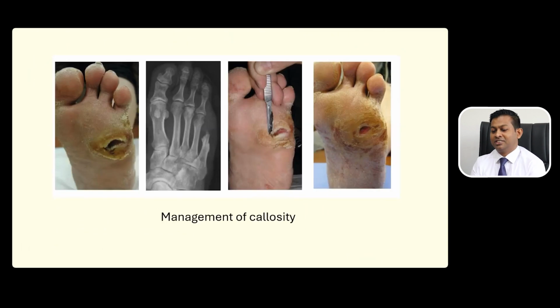Okay, some practical things. So what do you think about this? This is a common presentation. Ulcer going on for years and years. Patient is not too bothered, does not feel anything here. If you take an X-ray like this, so what do you think? Should we excise? Should we cut? Should we just leave it?